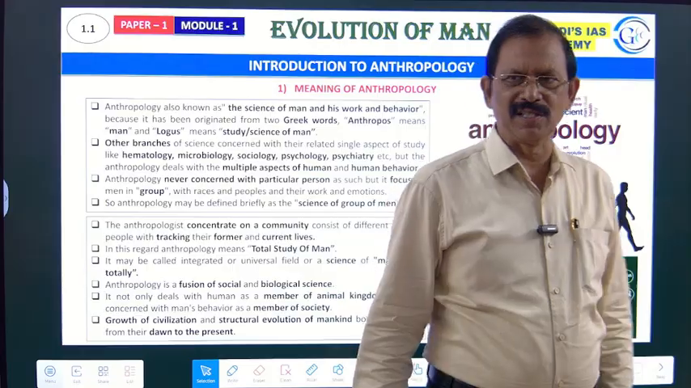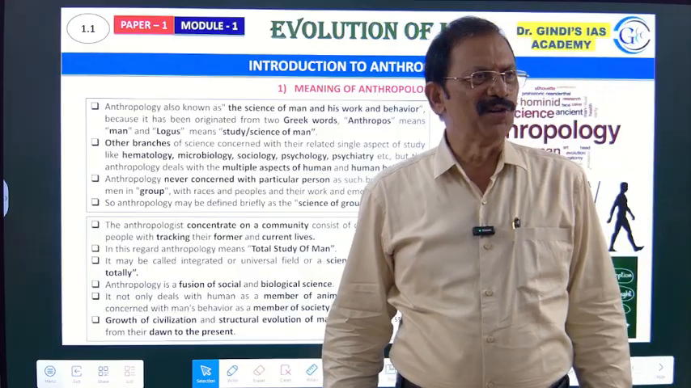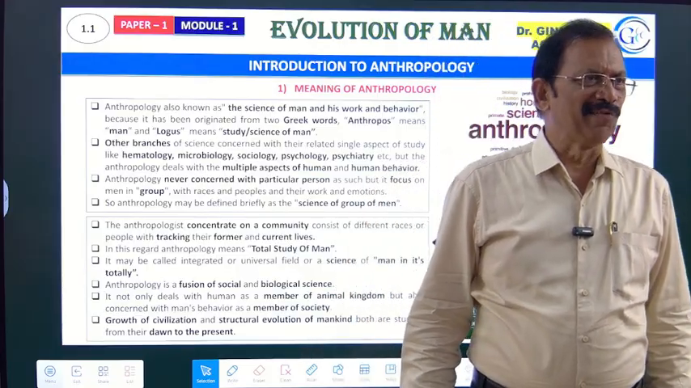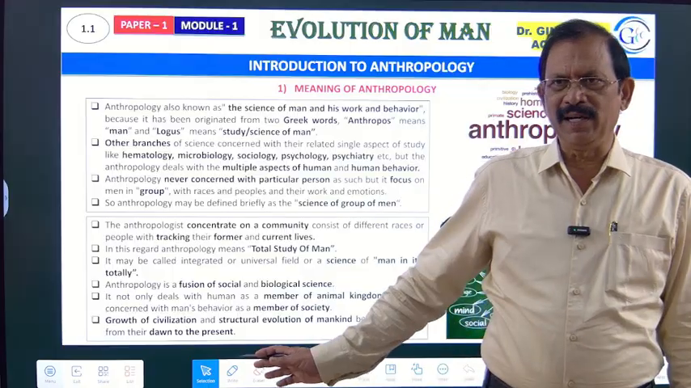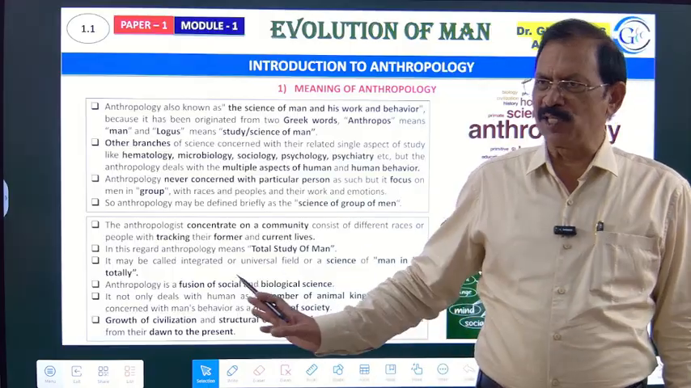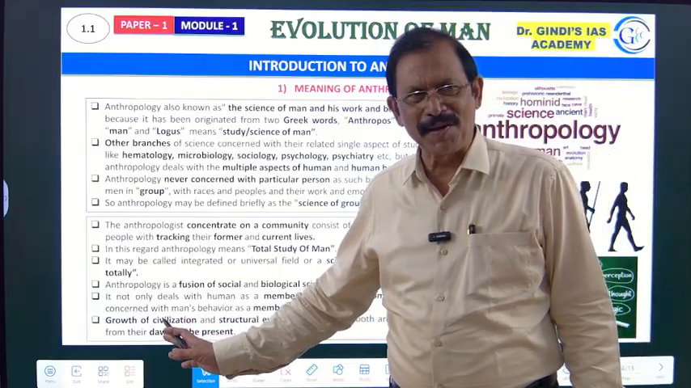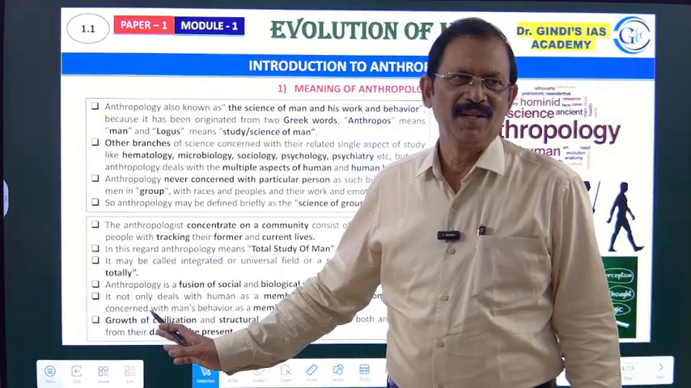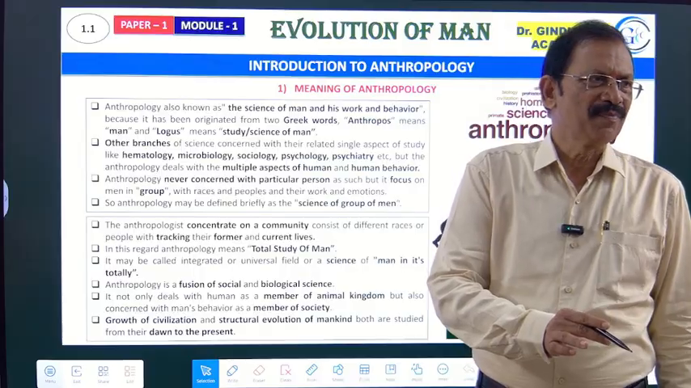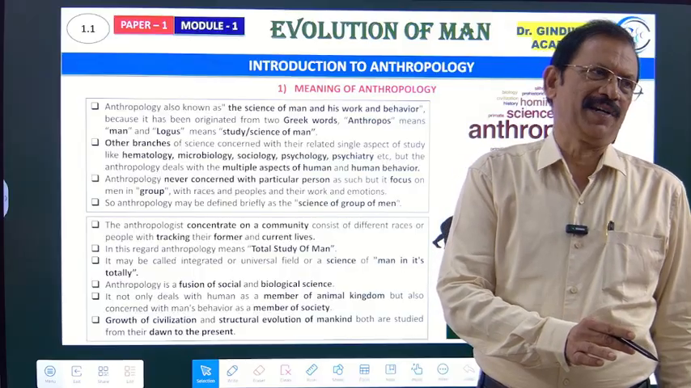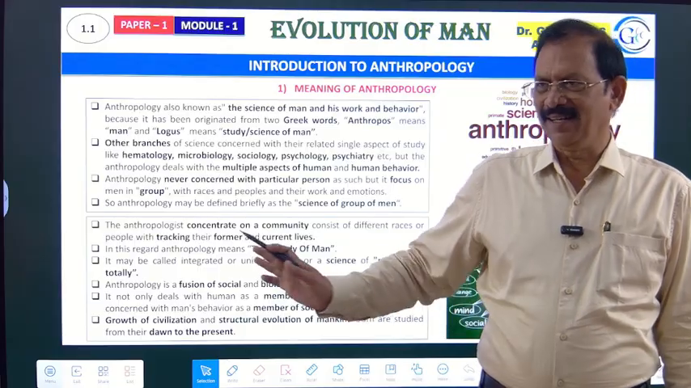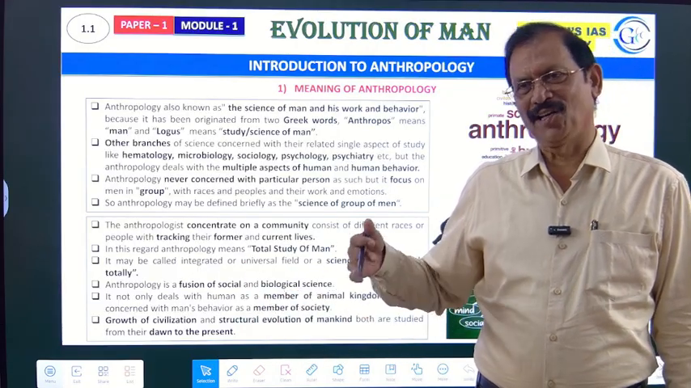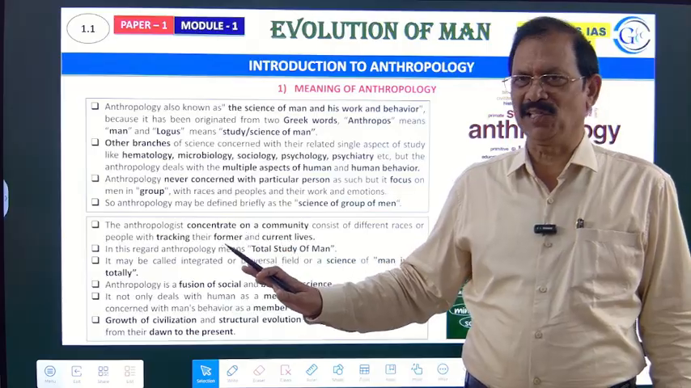Another type of evolution is called cultural evolution. As I explained, we have two types of membership. One membership, what is that? Membership in the animal kingdom. From the rest of the animal kingdom, we have been separated. That is called structural evolution or physical evolution or biological evolution.